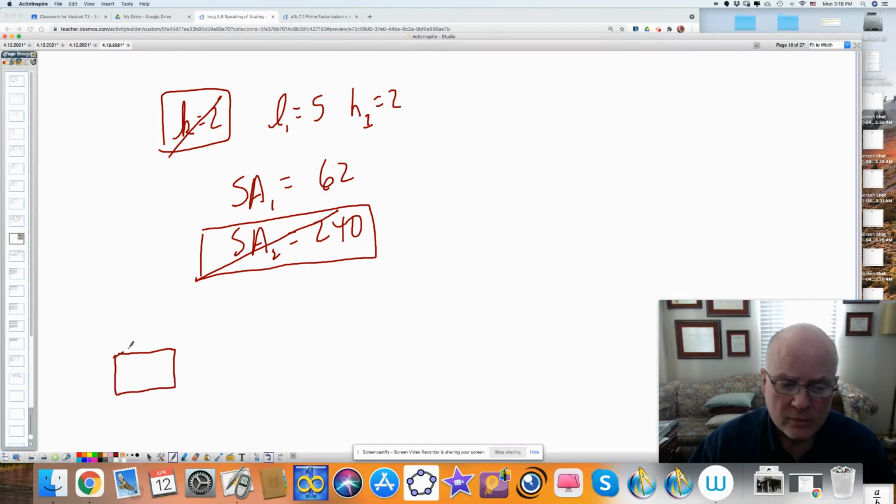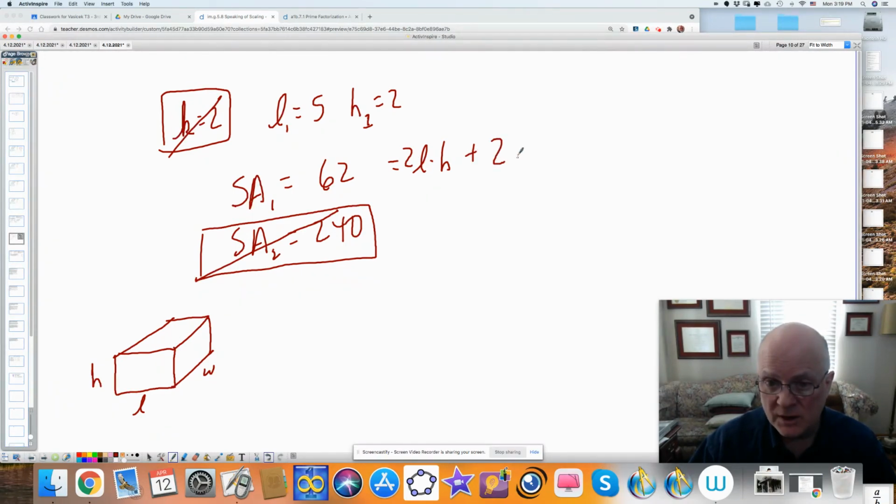In a rectangular prism, it's got a length, width, and a height. To find the area of the front, this is my length and my height. This is my width. The front is the length times the height. And there's a back, length times the height, so there's two of these. There's a top and a bottom. That's my length times my width. So there's two of these, a length times my width. And then there's a side here, height times width, and there's two of them.